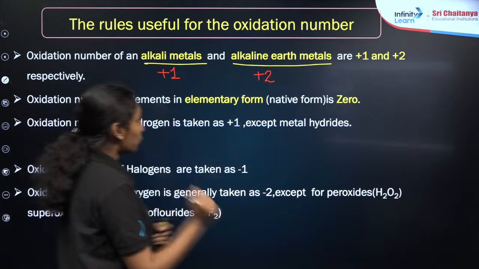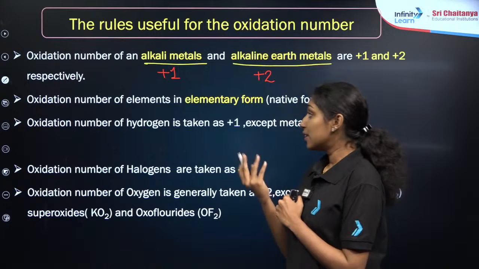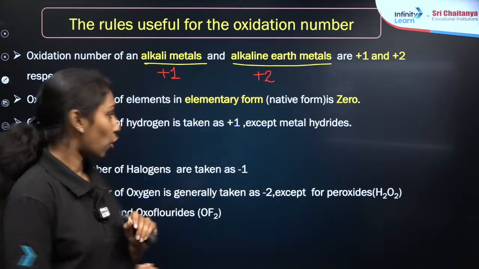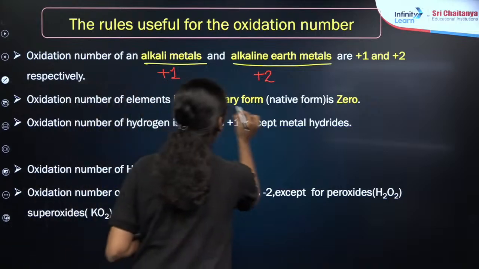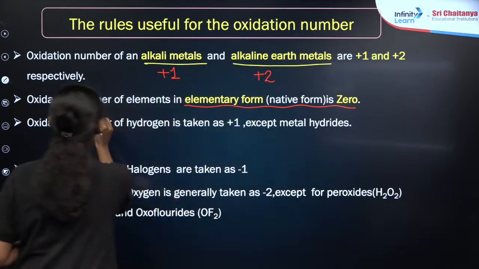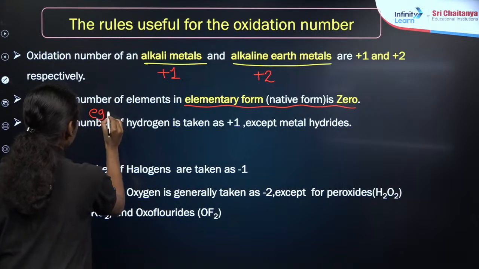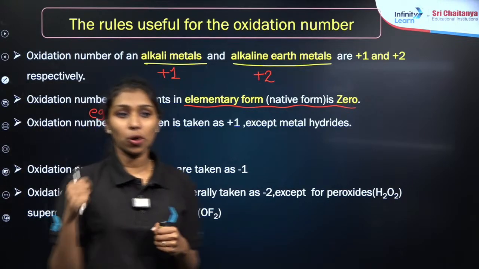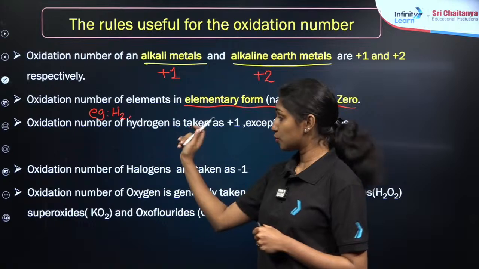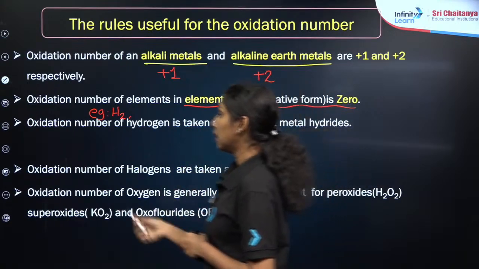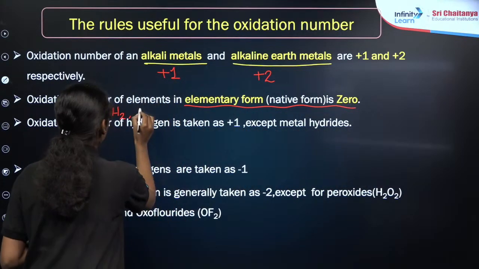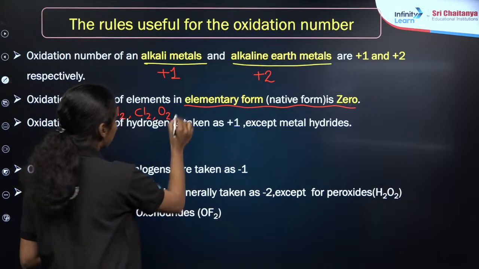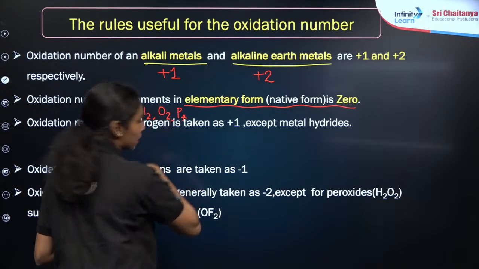Now, second point you have to note: whenever any element is expressed in its elemental form or native form, its oxidation number should be taken as 0. For example, the hydrogen molecule H2, which means 2 hydrogen atoms bonded together to form a diatomic molecule. Similarly, other molecules like Cl2, O2, then for example P4, which means phosphorus molecule.